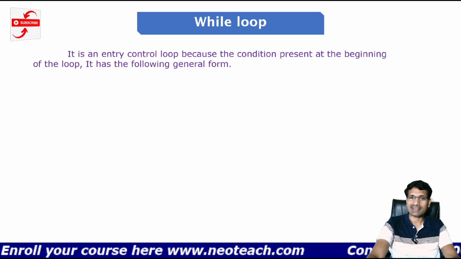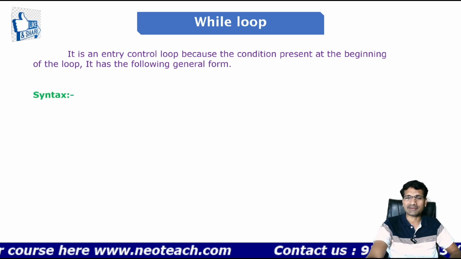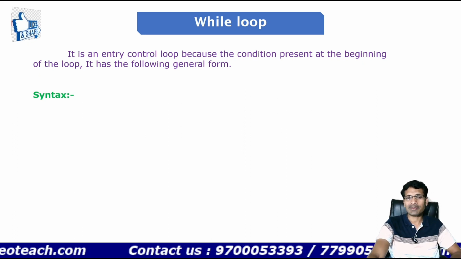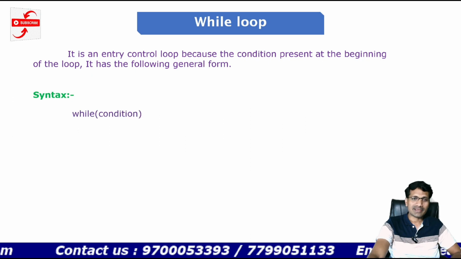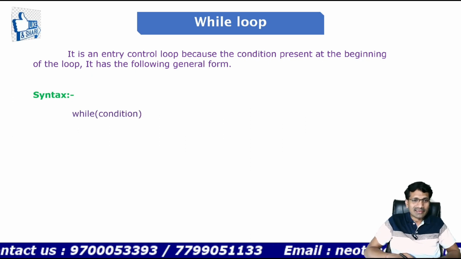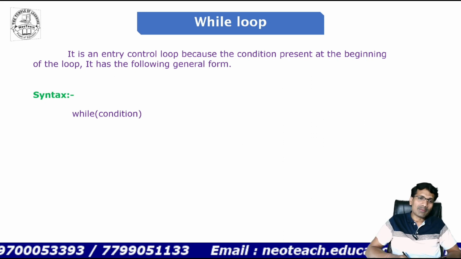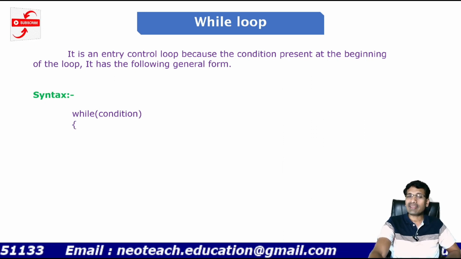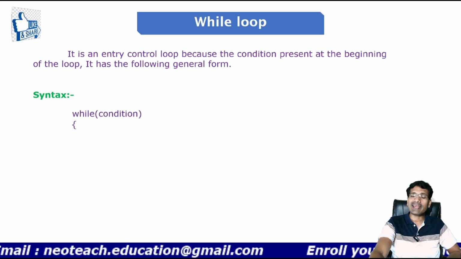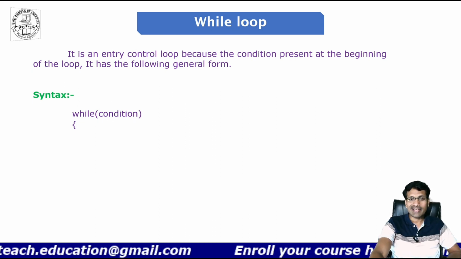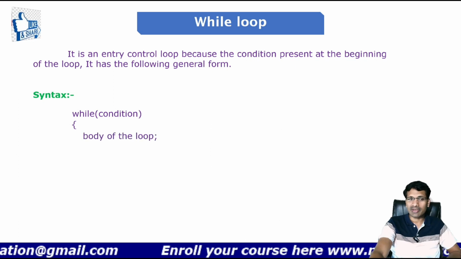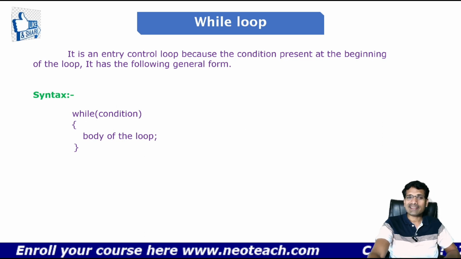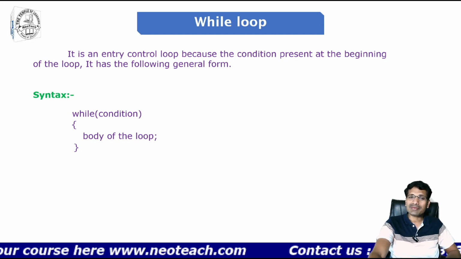It has the following general form. What do you mean by general form? Syntax. As we know, syntax is very important to write any program. What is the syntax here? The while syntax is: while followed by condition. If the condition is satisfied, the control enters into the block, which is called the body of the while loop. Before closing this while loop, it is again going to check the condition.